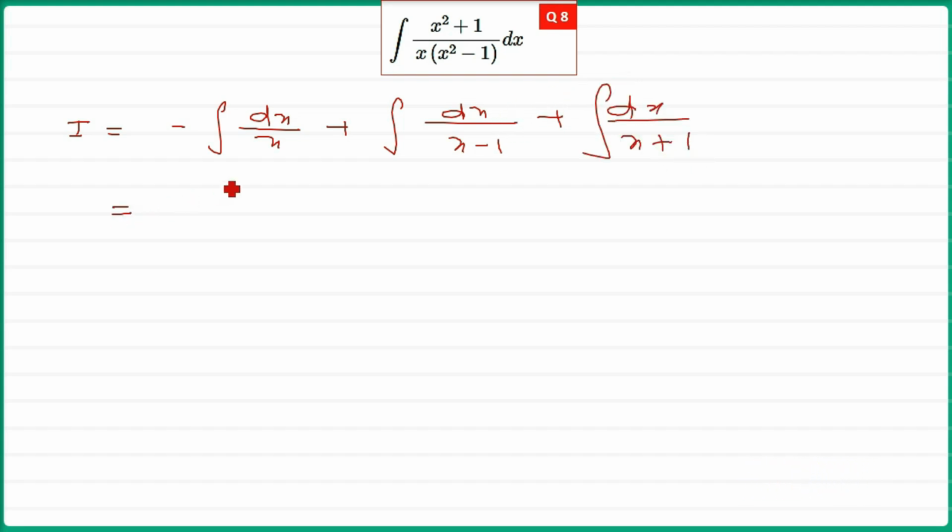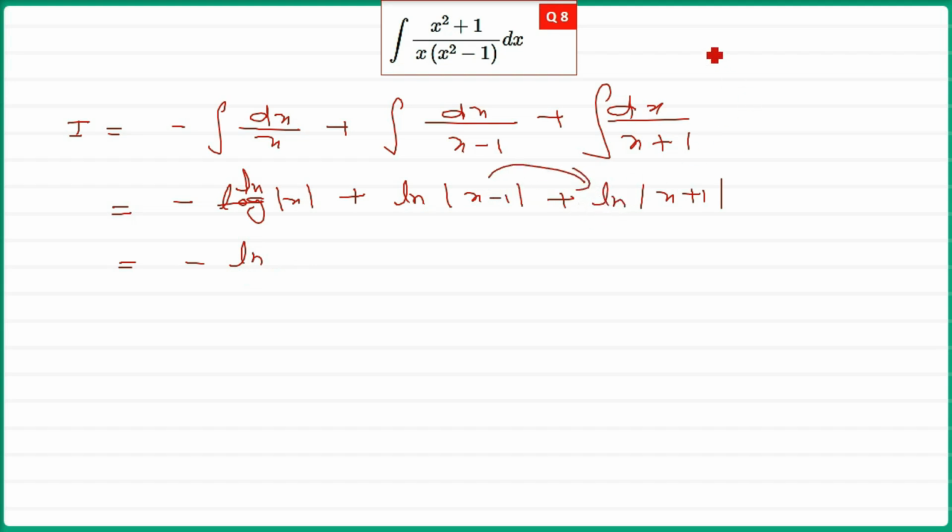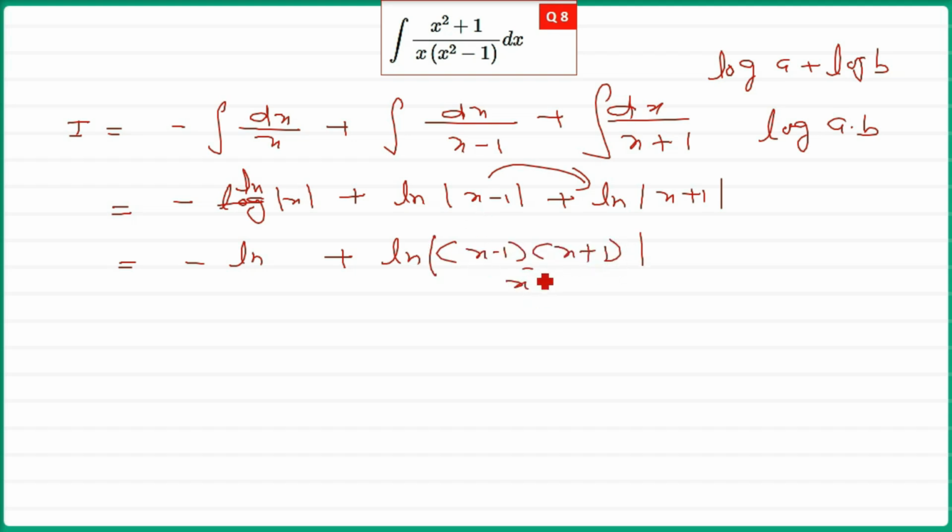So integration of dx by x plus 1. First became negative log modulus x, because 1 by x integrates to log x. Here also log. Whenever I am saying log, you must consider it to be ln. ln is log base e. Now we have 2 plus terms and 1 negative term. So log a plus log b will give us log a multiplied by b. So let's write it: plus ln of x minus 1 into x plus 1. So this will be x square minus 1.